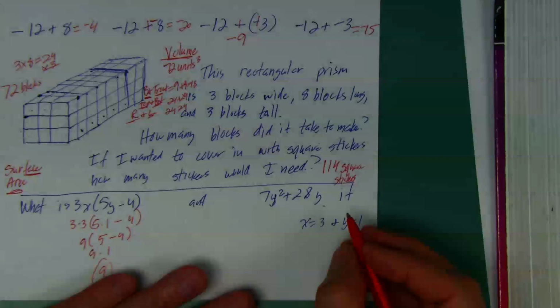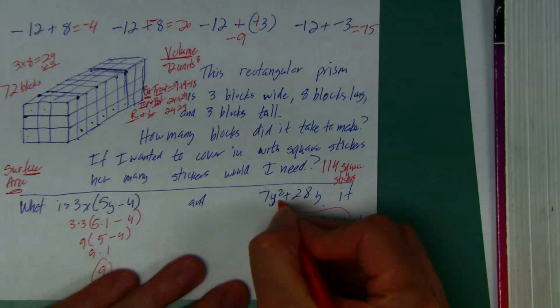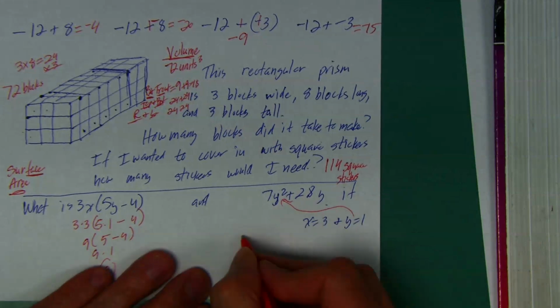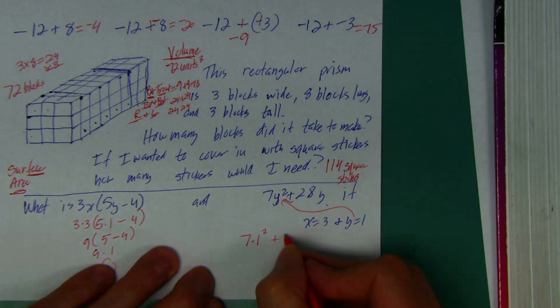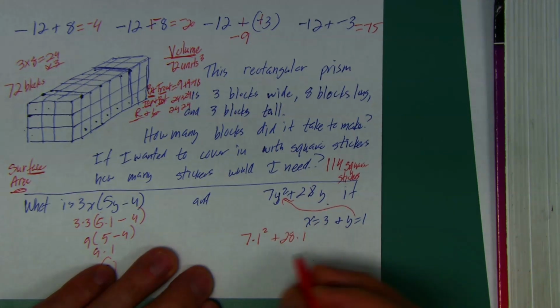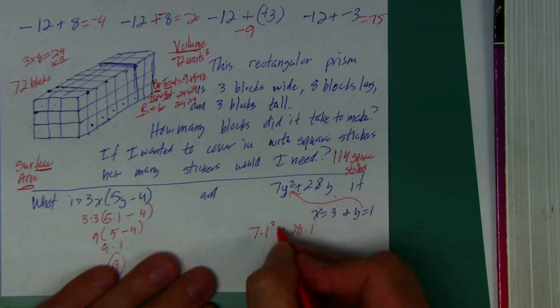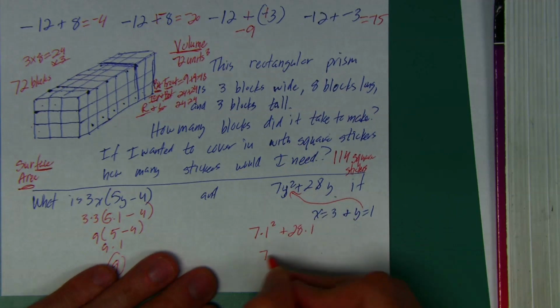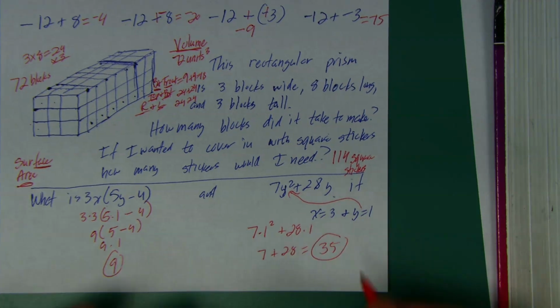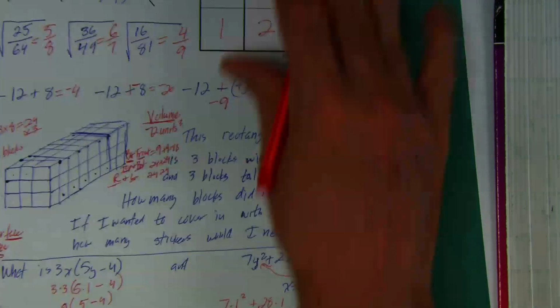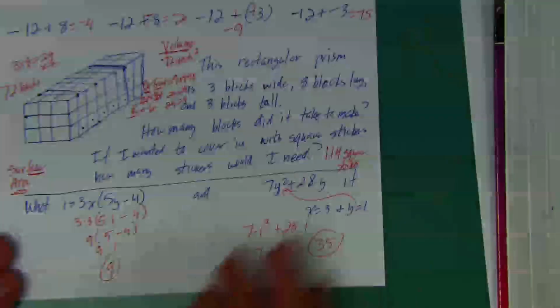Okay, how about 7y squared plus 28y? Again, what we do, we call it substitute. 7 times 1 to the second power plus 28 times 1. 1 to the second power is not 2, it's 1. 1 times 1 is 1. So I have 7 plus 28 times 1 is 28. And that is Kevin Durant's old number, right? 35. Okay. All right. Hope all of this made sense.